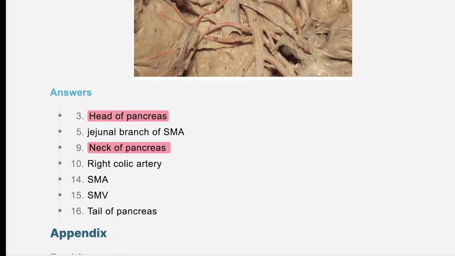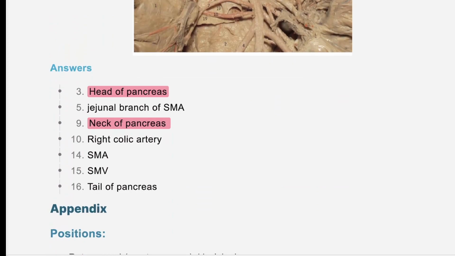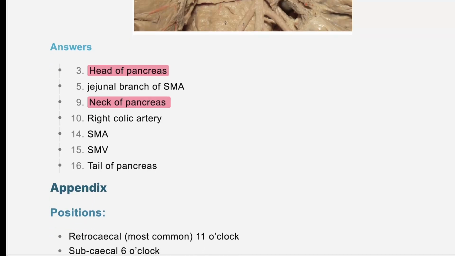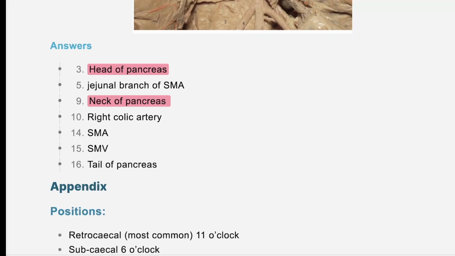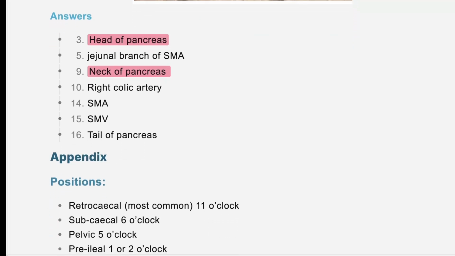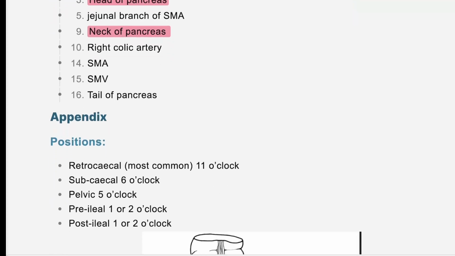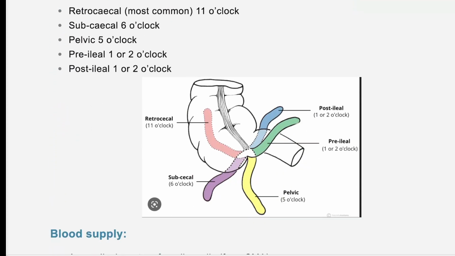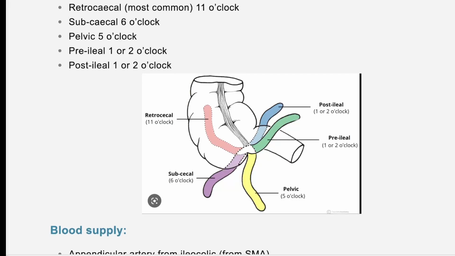Cool. Appendix next. Position of the appendix. The appendix is typically presented as a retrocecal organ. This is the commonest site, around 67%. However, it can be retrocolic, pre-ileal, post-ileal, subcecal, and pelvic as well. So retrocecal is the commonest, all right? As you can see here, these are the sites for the appendix.